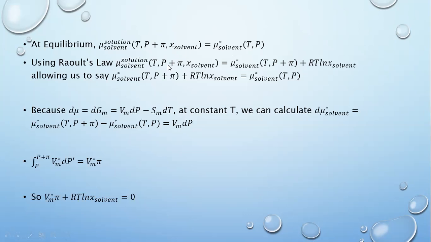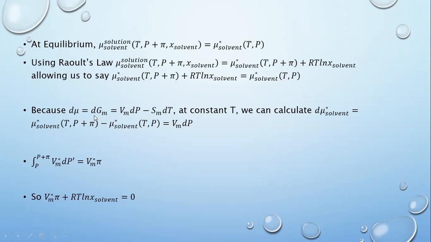Raoult's law says that we can break that down into the pure solvent. We can say that the solution on this side is equal to the pure solvent at the additional pressure plus RT ln x, the mole fraction. That is, the chemical potential has changed by the mole fraction here. Okay, so allowing us to say that essentially the pure solvent here, RT ln x, is the pure solvent here without the additional pressure.